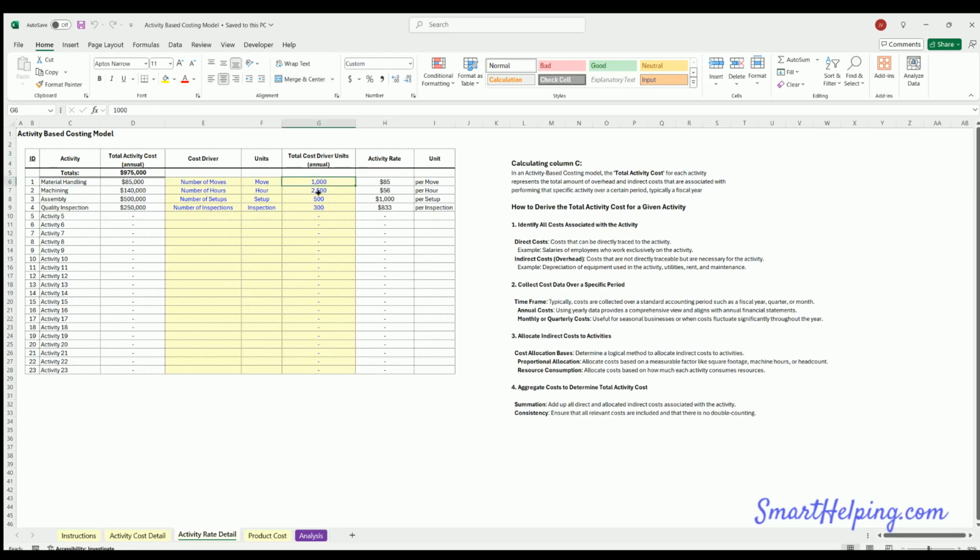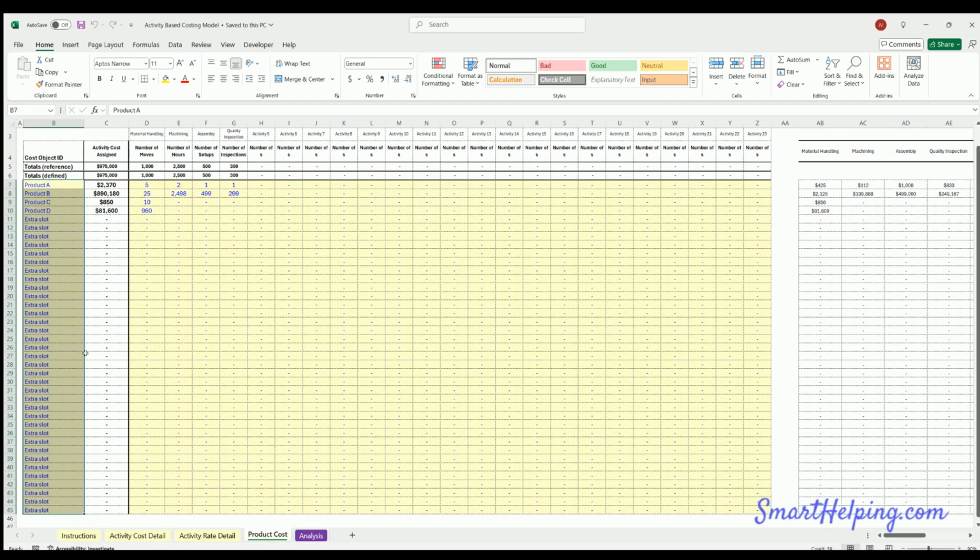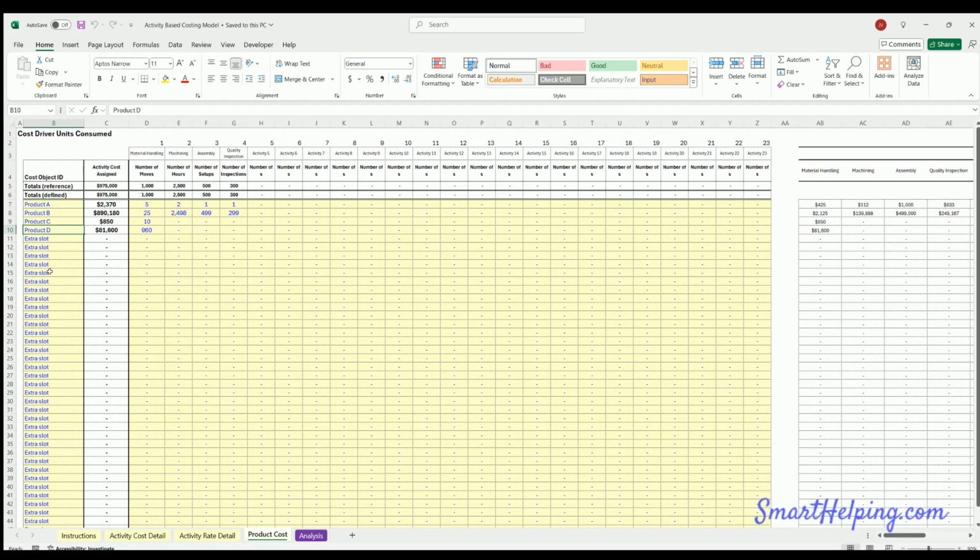Okay, so all that we're doing on this tab is figuring out what the activity rate is, and the main input is just your unit count here: how many total units during the period are happening of a thing, and these are your activities. Okay, so we have the activity rate. Now we go to the next tab, product cost. So here you have up to, I did 39 products, and this is fairly easy to expand if you wanted to, or you don't have to use it all.